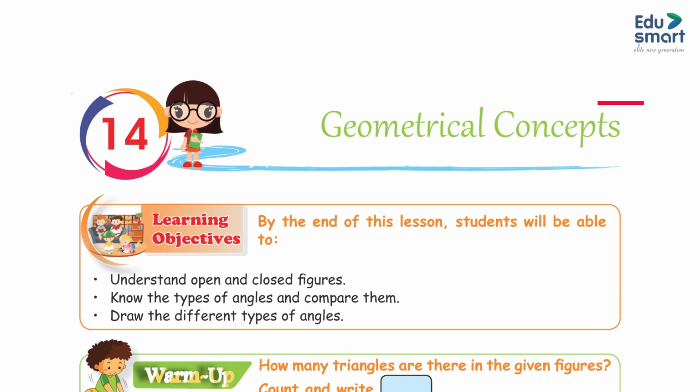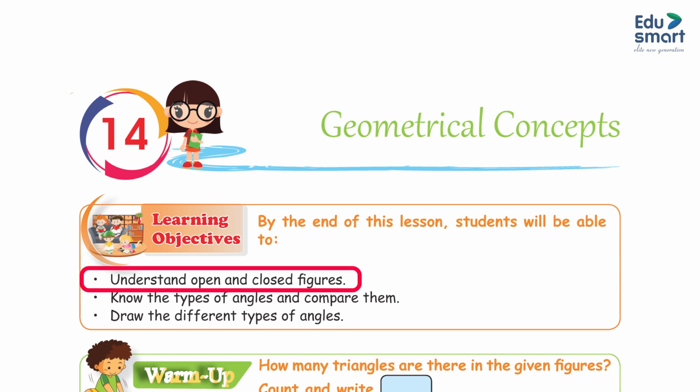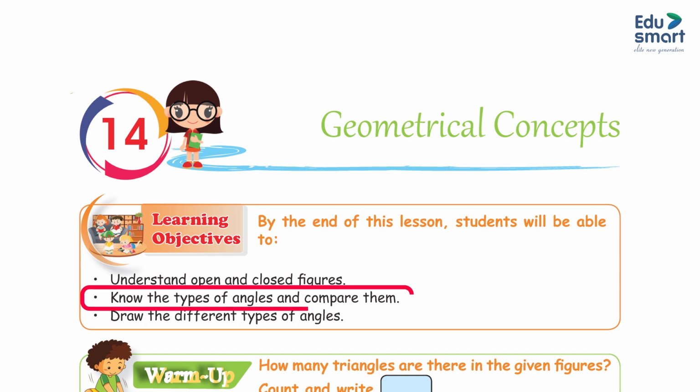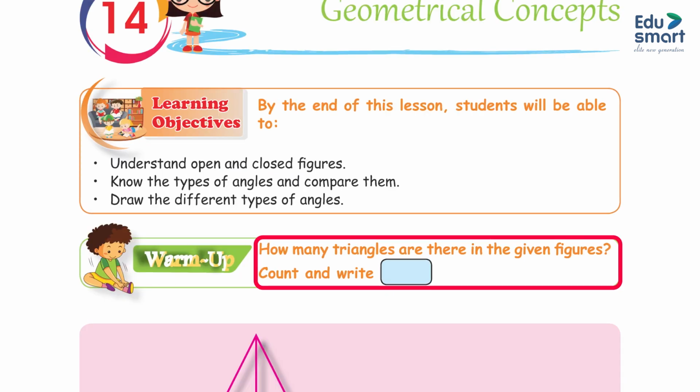Chapter 14, Geometrical Concepts. Learning objective: by the end of this lesson, students will be able to understand open and closed figures, know the types of angles and compare them, and draw the different types of angles. Warm up: how many triangles are there in the given figures? Count and write.